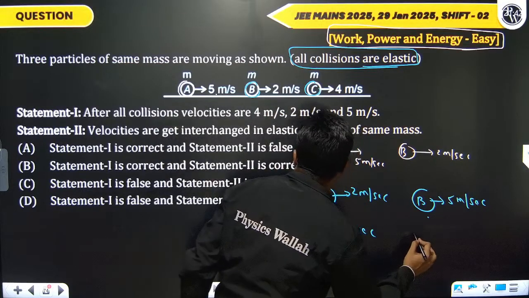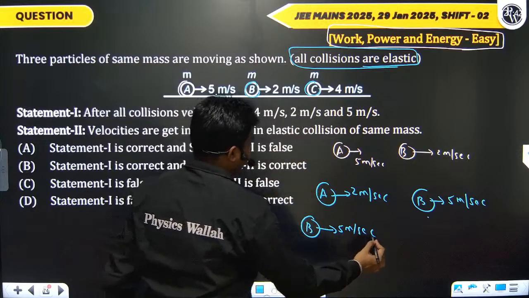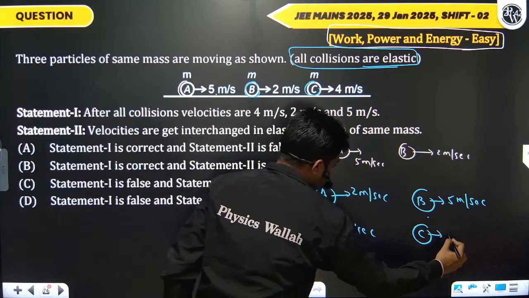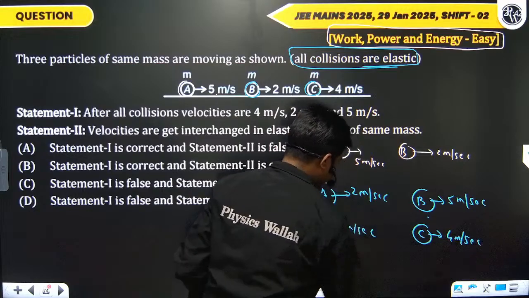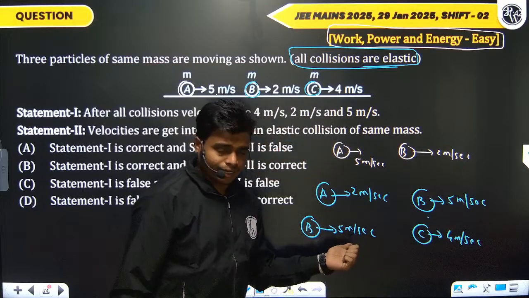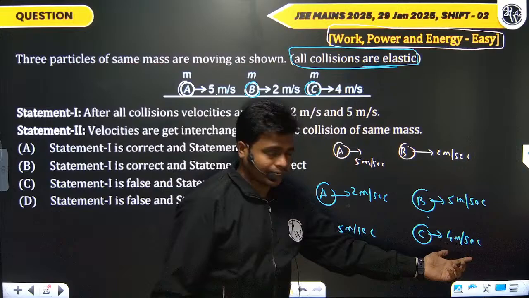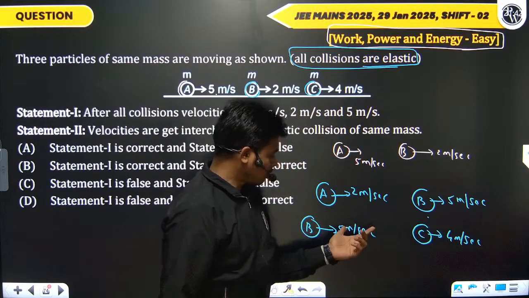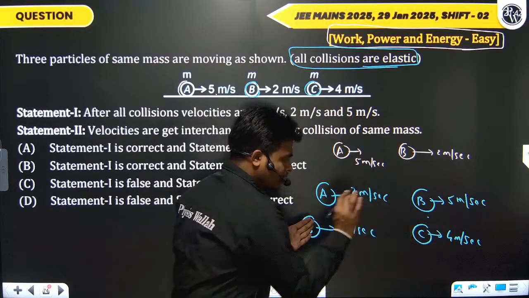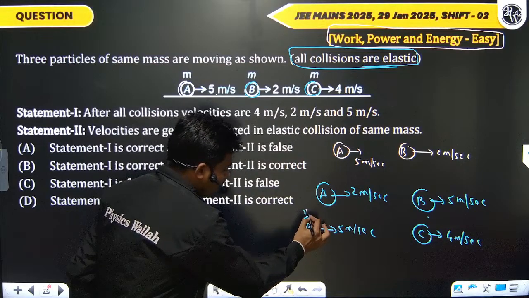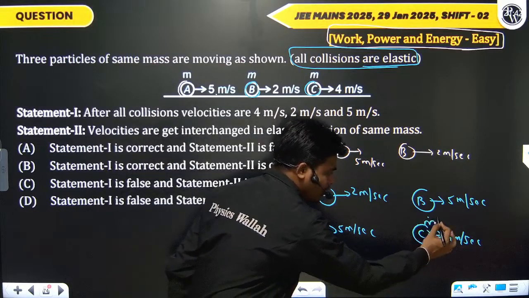Velocity of this B is 5 meter per second and C is moving with 4 meter per second. So in this case, collision will be there because this velocity is greater than the velocity of this one, that is, this is 5 and this is 4. So obviously this is going to collide with this. Again, mass of this is m and mass of this C is also m.